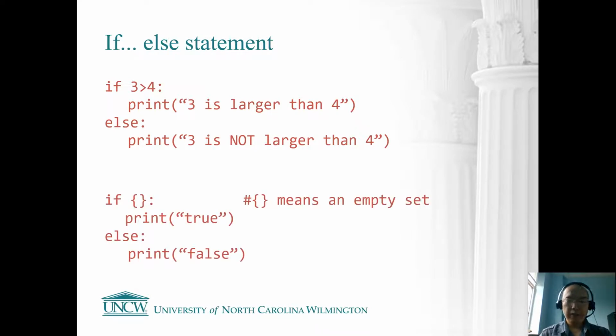So if a pair of empty curly braces, what is that? That means that is an empty set. You only need to know that is something empty. If it is something empty, what does that mean? That will be evaluated as false. Okay, so if and then an empty set, well, if you know that it is false, then we will go to the else, and then we will print false, right?